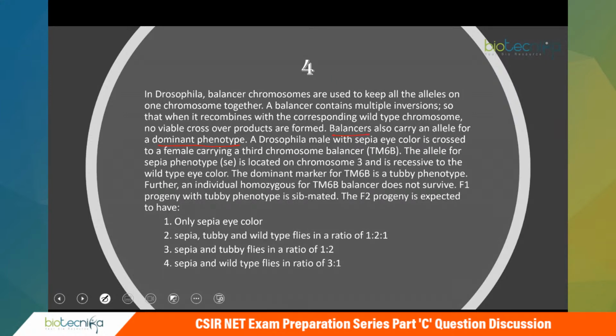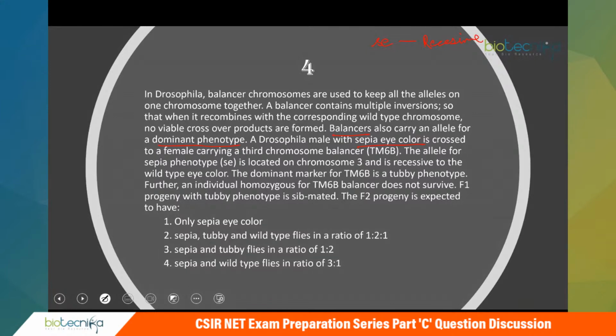Okay. Now it is mentioned: a Drosophila male with sepia eye color is crossed to a female carrying a third chromosome balancer. The allele for sepia phenotype is present on chromosome number 3 and is recessive to the wild type eye color. So what is mentioned so far? That the sepia allele is present on chromosome number 3, and it is the recessive allele, recessive to the wild type.